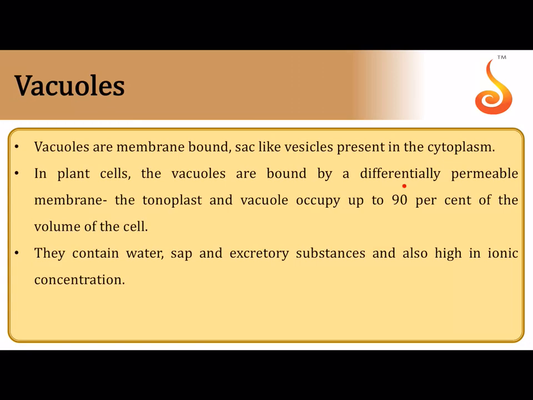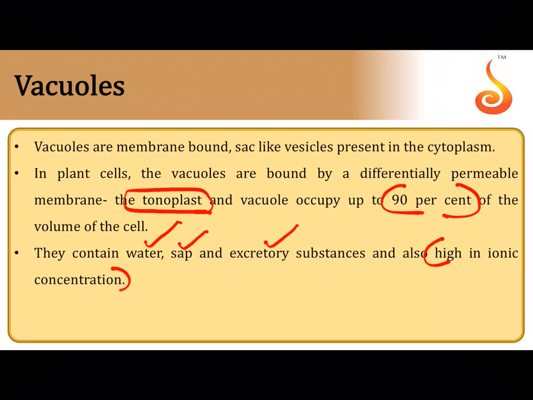Vacuoles are membrane bound. 90% of the plant cell is occupied by the vacuole, and the vacuole is covered by a unit membrane that is referred to as the tonoplast. And then remember that the vacuole contains water, it contains salts or sap and excretory substances, that is mostly what is not required by the cell. And more importantly, the vacuole is very high in ionic concentration because the ions are pumped into the vacuole from the cytoplasm against the concentration gradients. Obviously all the ions get pooled inside the vacuole.